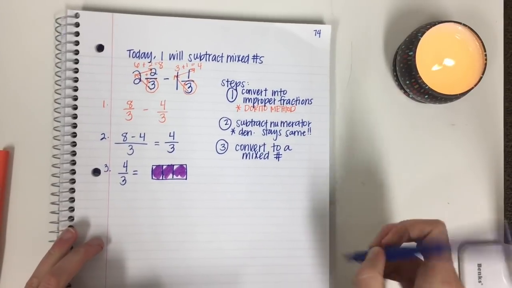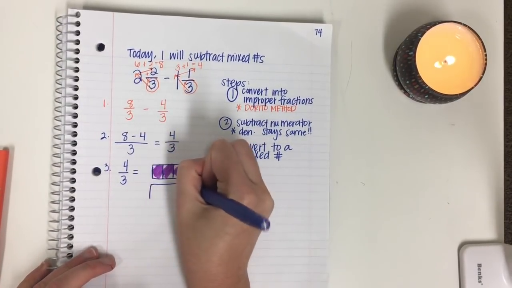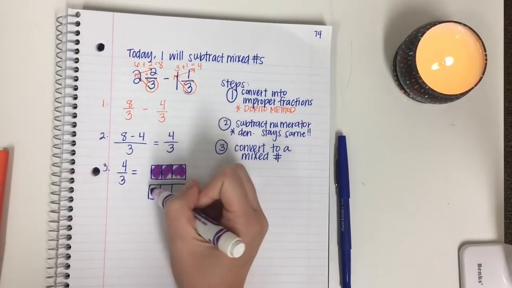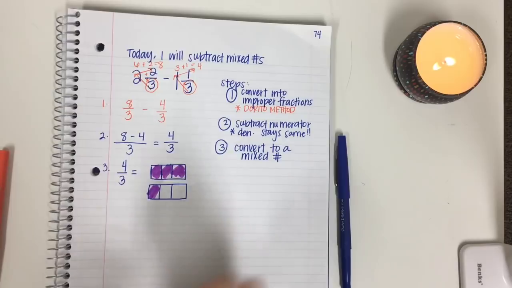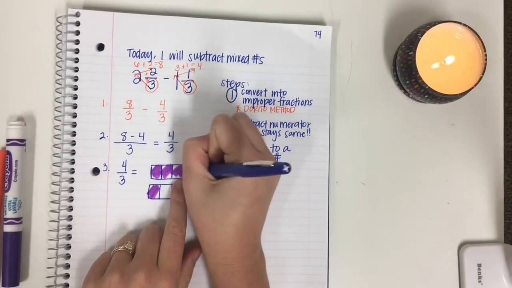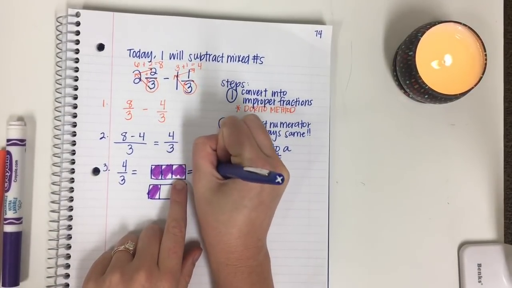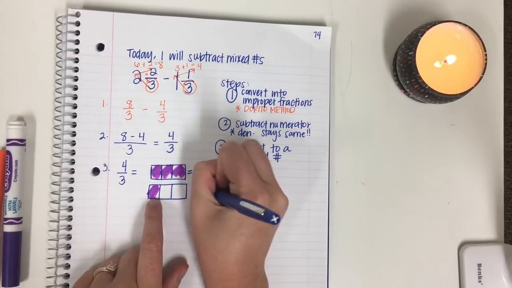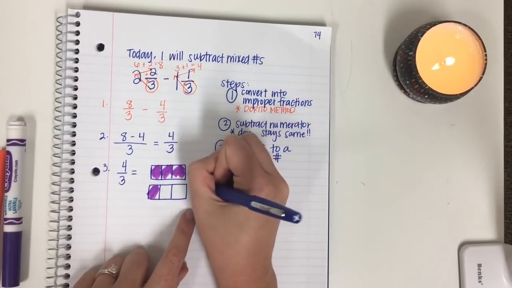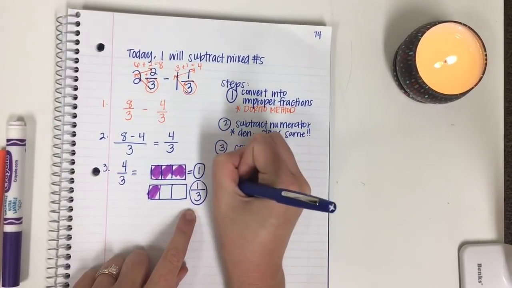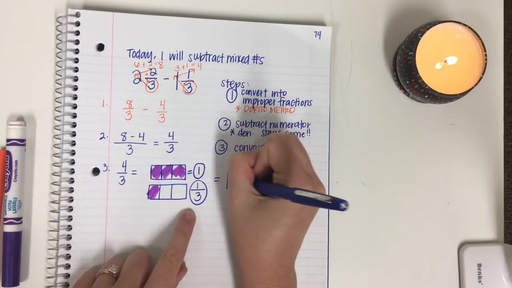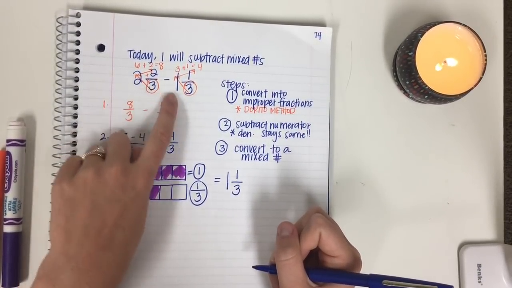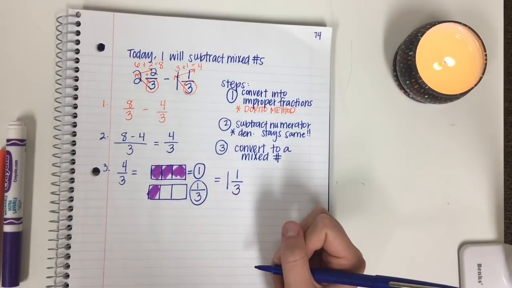So what do I have to do? I have to draw another one. 1, 2. So I have 1, 2, 3. I only need one more. So this shows me that I have how many wholes? I have one whole, right? Because 3/3 gives me one whole. And then I have 3 parts with only one shaded. So my new number is 1 1/3. So when I subtract 1 1/3 from 2 2/3, I get 1 1/3.